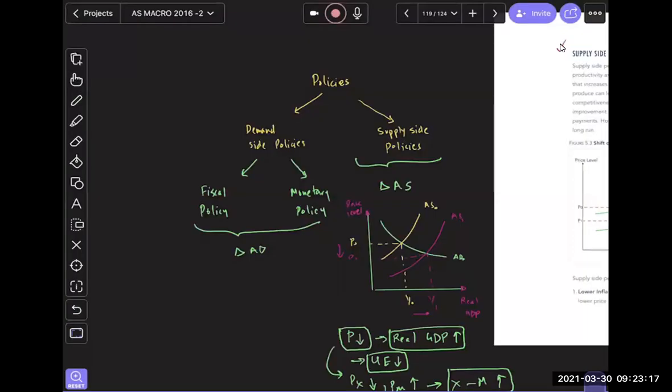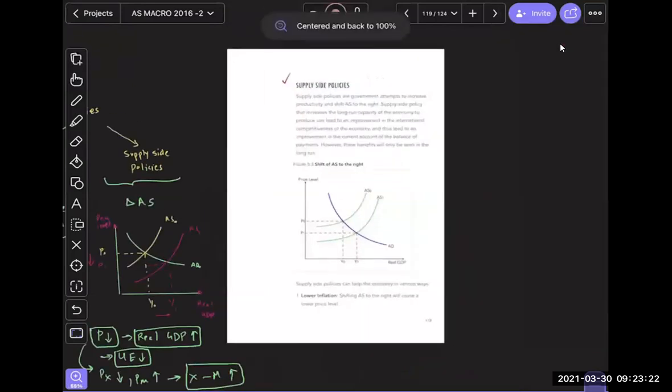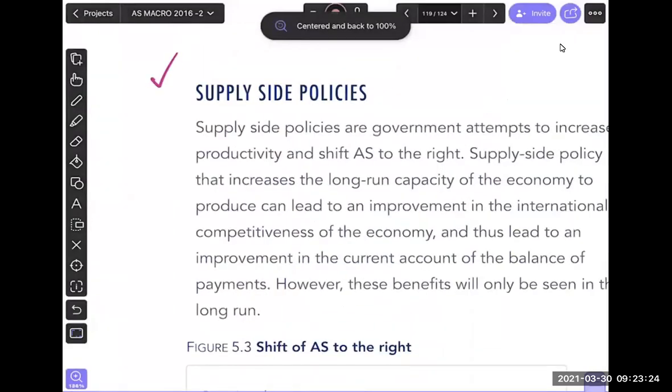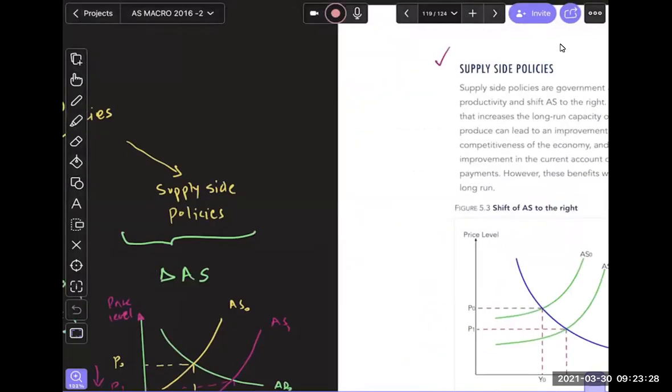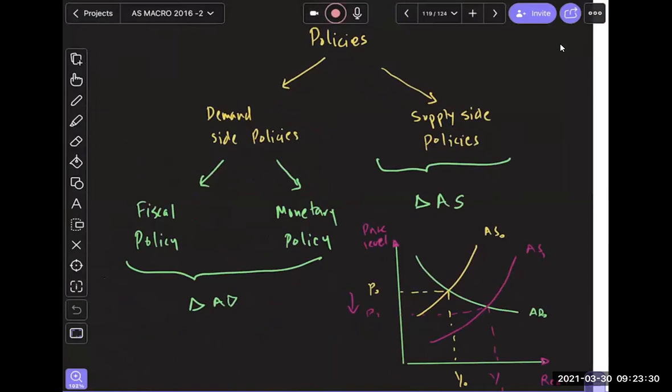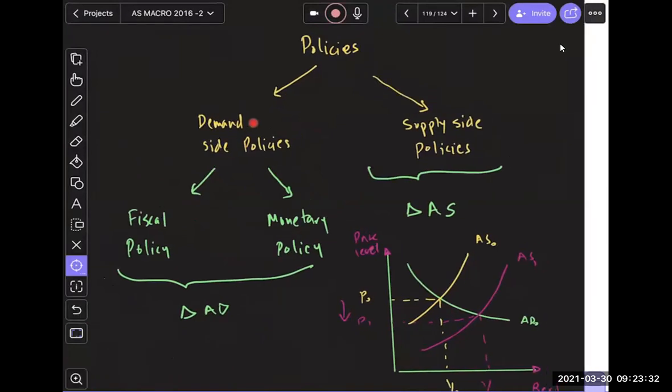Okay, guys. So we are doing supply side policies today. When you look at supply side policies, they're probably very important from an economy's perspective. And I'm going to explain why this is very important. When we look at policies, there are demand side policies, and then there are supply side policies.